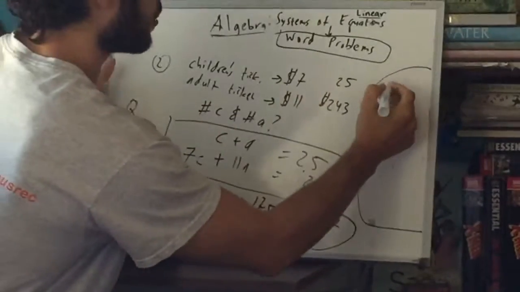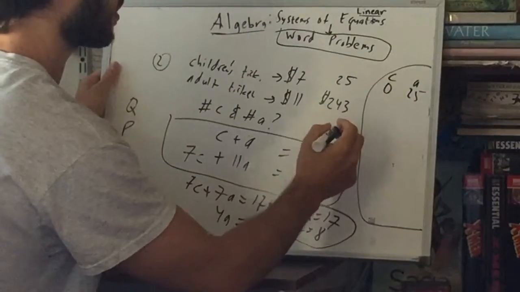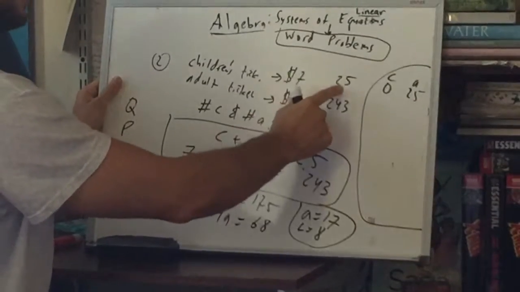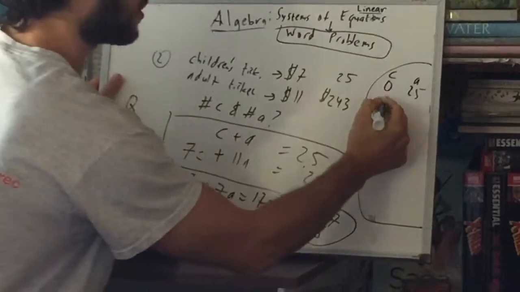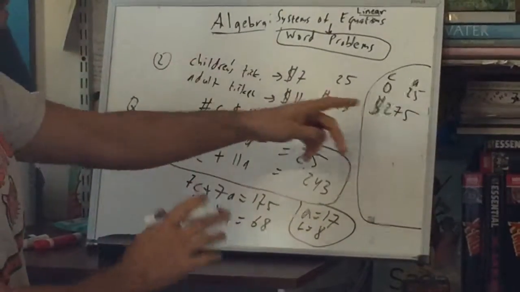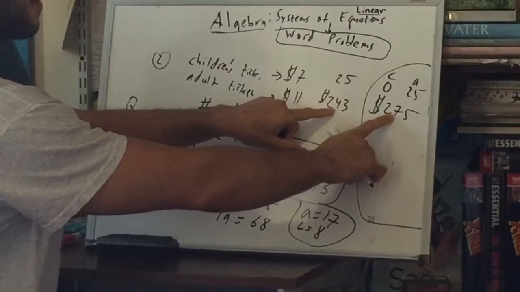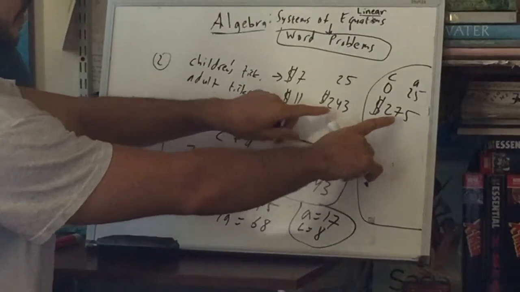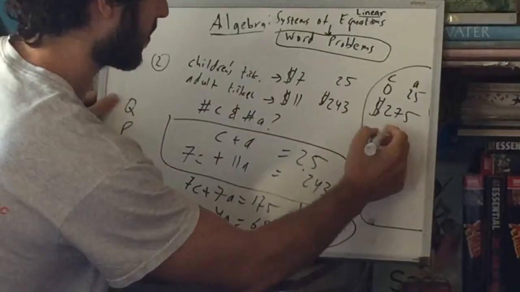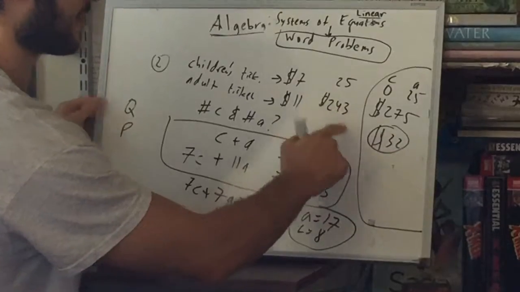Let's say there were 0 children's tickets and 25 adult tickets. That means we made 25 times 11. So if you remember the 11 trick, that's you add the 2 and the 5, so that's $275. So that's why we started at this extreme, because this is kind of close to what we want, but it's not quite there. How far are we off? We are off by $32. So that's our error, right? We didn't match that number.